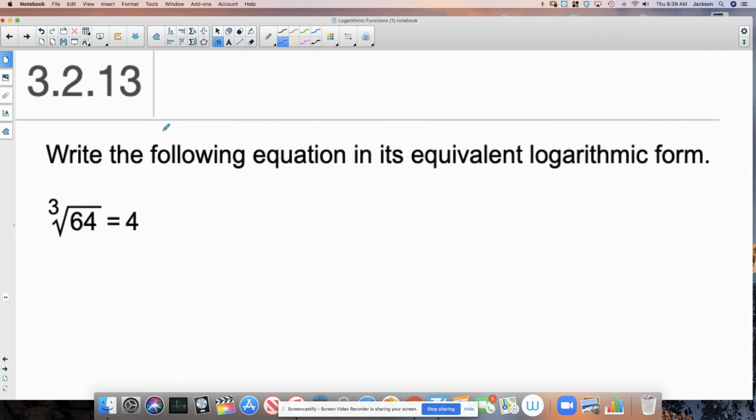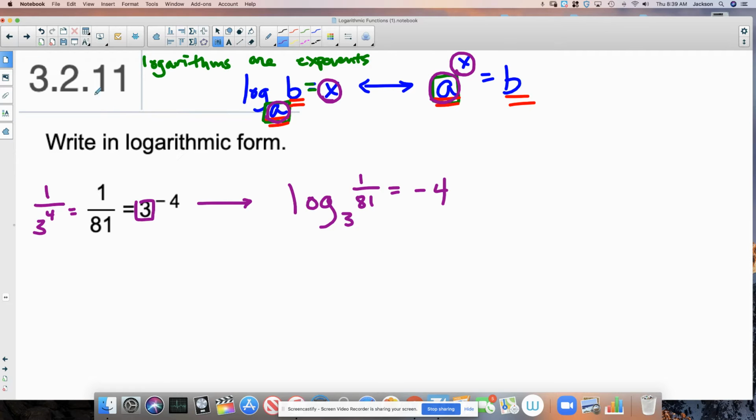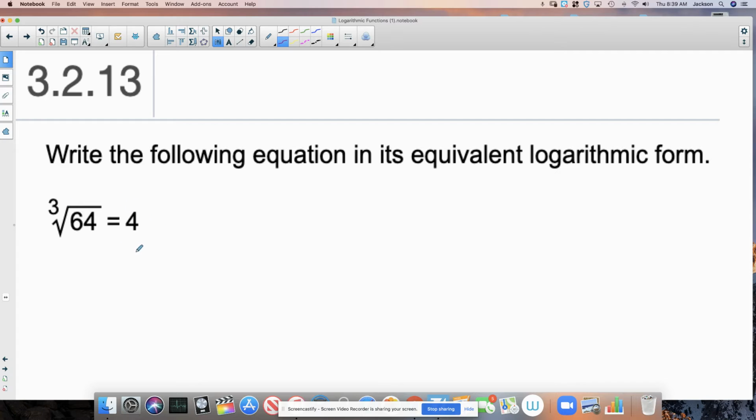Okay. So I had a previous video on converting from exponential form into logarithmic form. Here's a follow-up to that. This is the same idea. We've said in the previous video that the base of the log is the base of the exponent, and vice versa. So the base of the exponent is the base of the log.